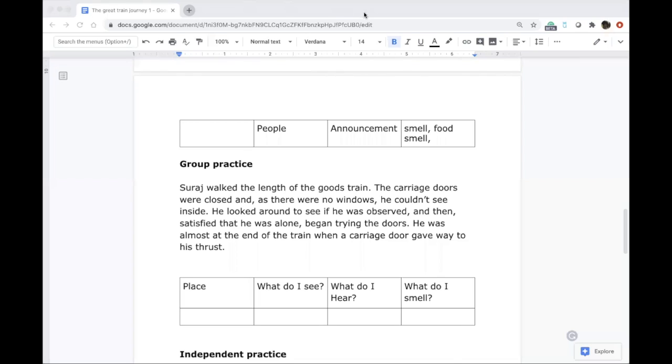Suraj walked the length of the goods train. What do you think is the meaning of this sentence, Srinivas? Suraj walked some distance to the goods train. Very good. Suraj walked along the goods train. Suraj walked right next to the goods train so he can see all of the goods train.